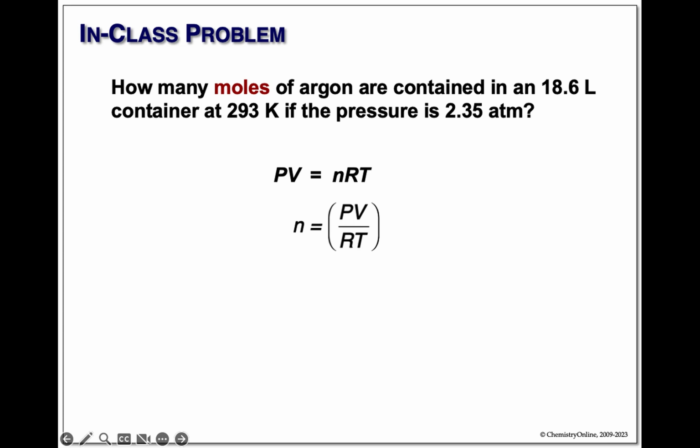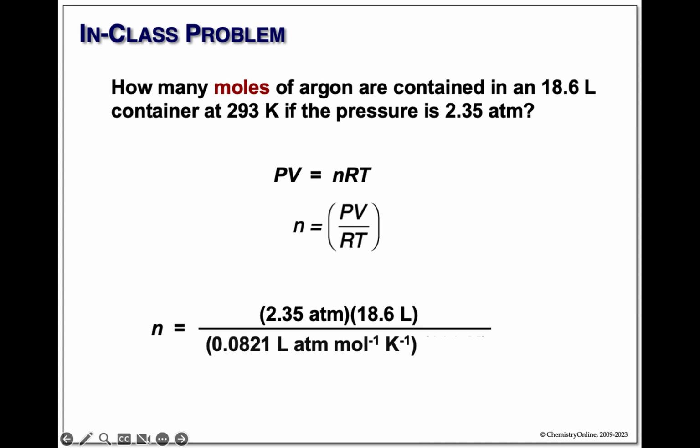Okay, substitute in our pressure, 2.3 atmospheres. Our volume, 18.6 liters. R, it's a big number. T, it's a little number actually, lots of digits. And T, 293 Kelvin. There's our pressure. There's our volume. There's R. And here is T.